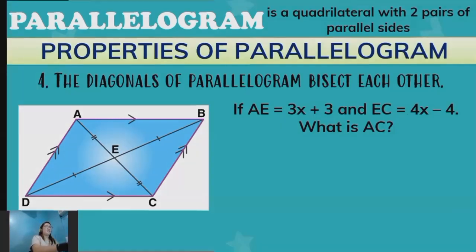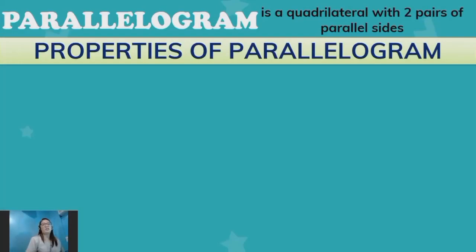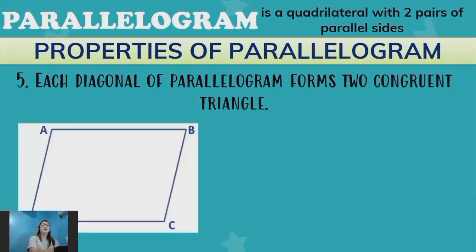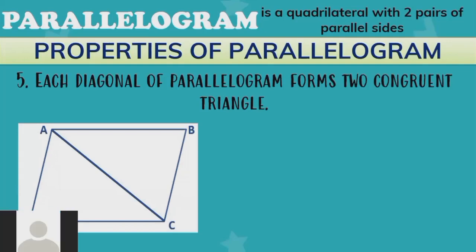Okay? Next and last property. There are only 5 properties of a parallelogram. And it says here that each diagonal of a parallelogram forms 2 congruent triangles. Okay? I have parallelogram ABCD and I have diagonal AC. Can you see 2 triangles that were formed? Can I hear a response? Yes. Can you name these triangles?